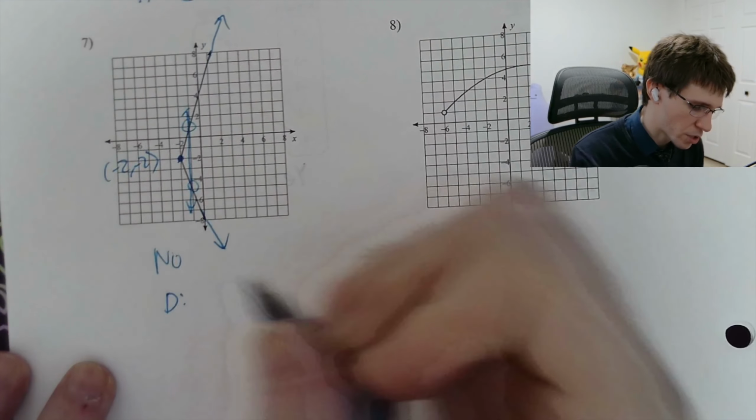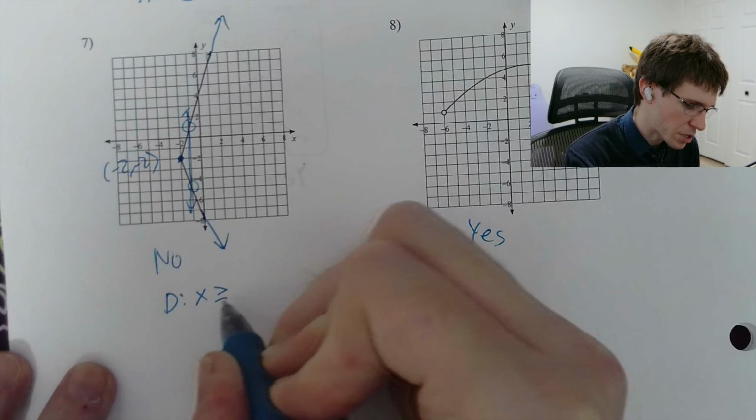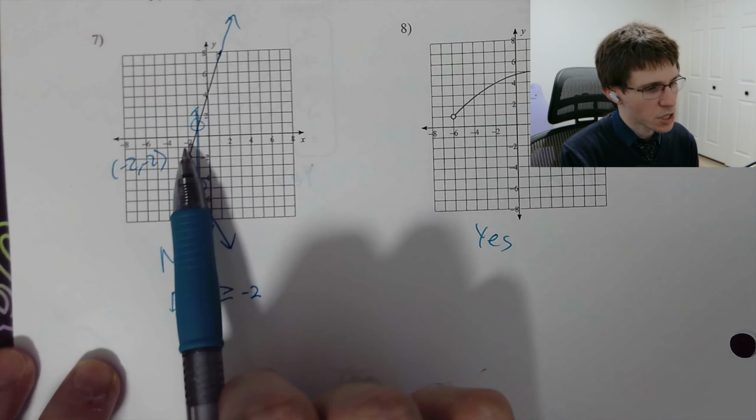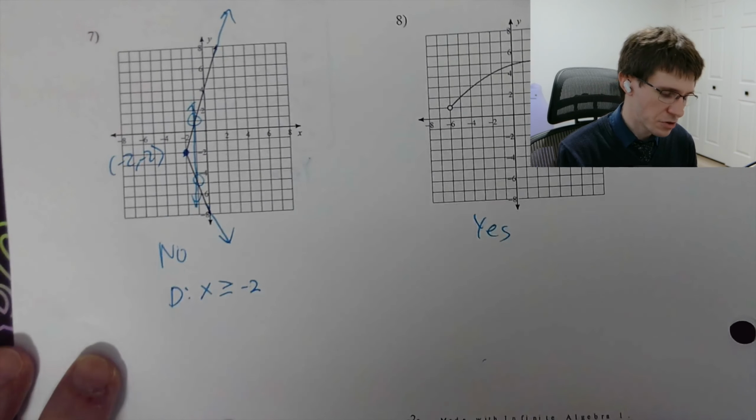So for our domain, we are going to say that x is greater than or equal to negative 2 because it's either at negative 2 or it's on the right of it. So it's going to be bigger than negative 2.